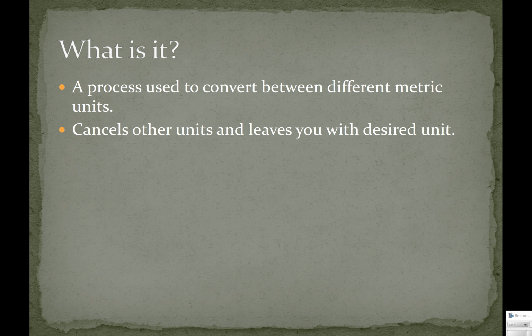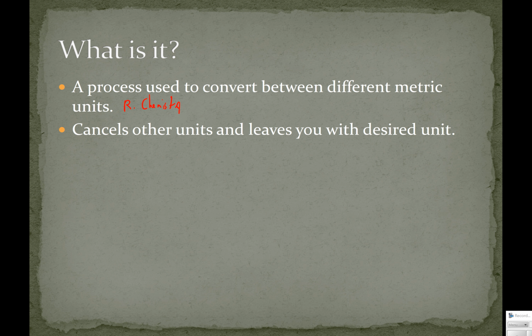To start and give you a little background about what it is and how we're going to use it in this course, it's a process that we use to convert between different metric units. That's how we're going to focus on this in Regents Chemistry. We'll mostly use dimensional analysis and conversions to convert between different metric units. If you go beyond Regents Chemistry and decide to take physics or another advanced science course like AP Chemistry, you will use dimensional analysis much more than we will use it in this class.